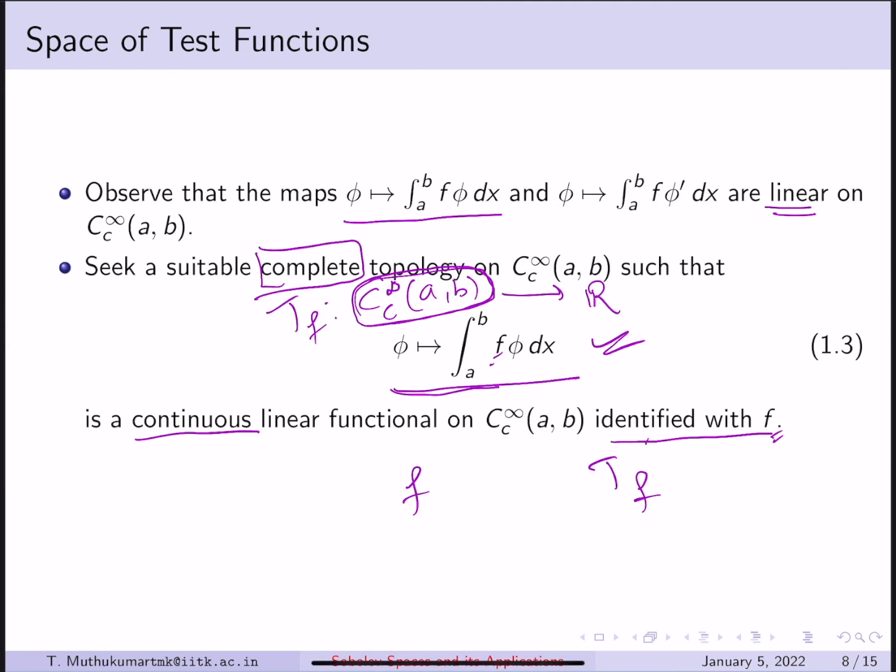We have identified f with TF, where this f is a classical function, whereas this is a continuous linear functional on the space of all infinitely differentiable compactly supported functions. Okay, so can we do that? So first we need to understand this function space, try to get a suitable topology, and then if we can do all this, then we have generalized the notion of function. Okay.